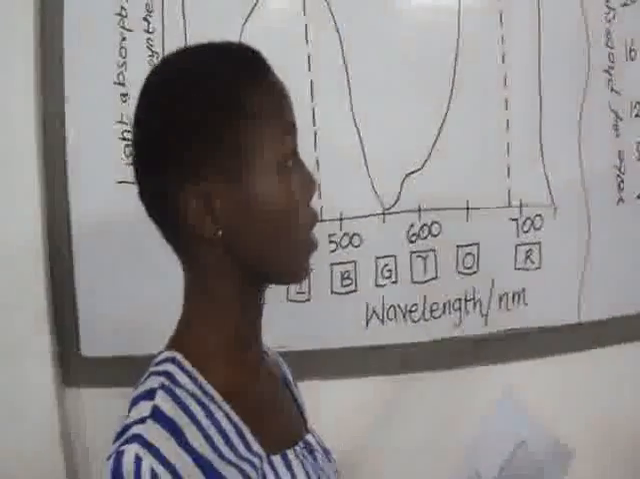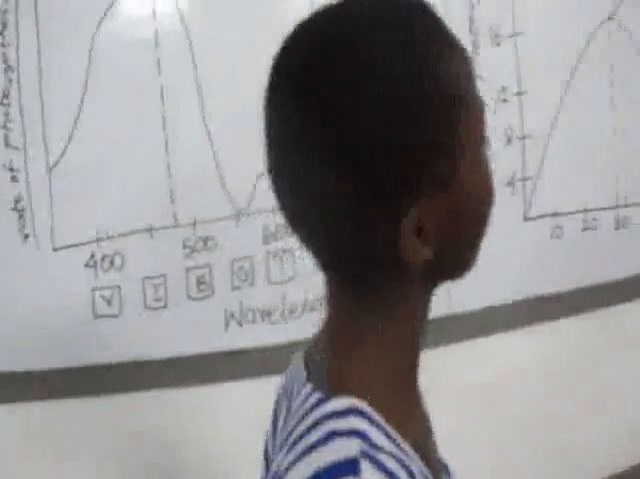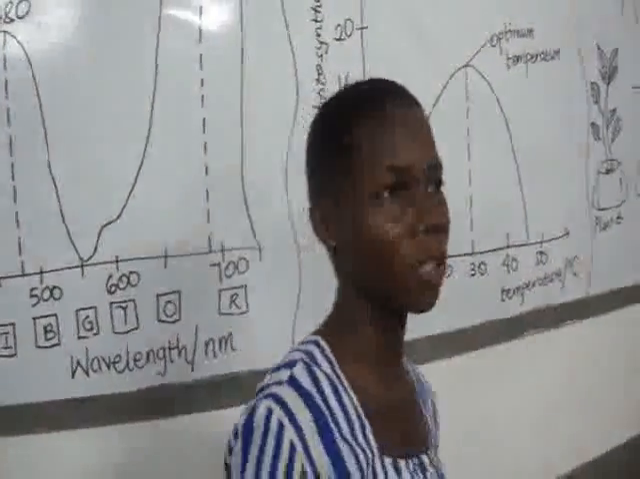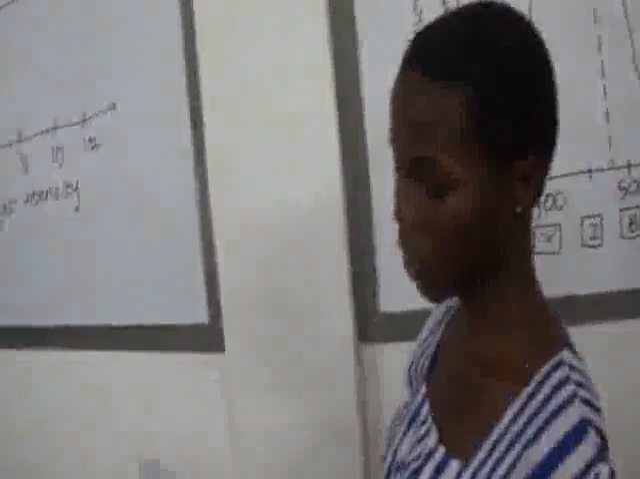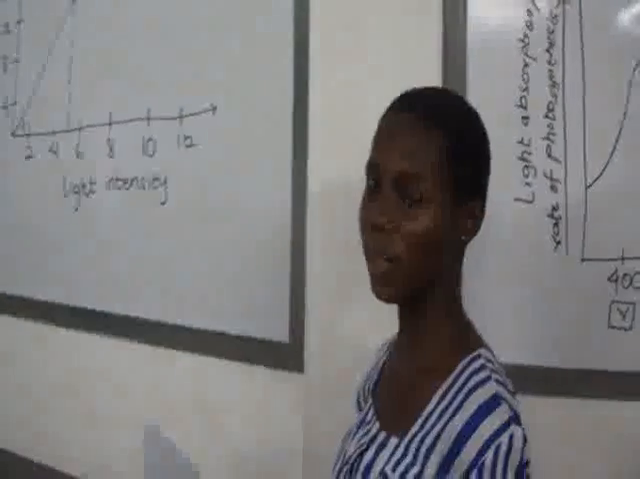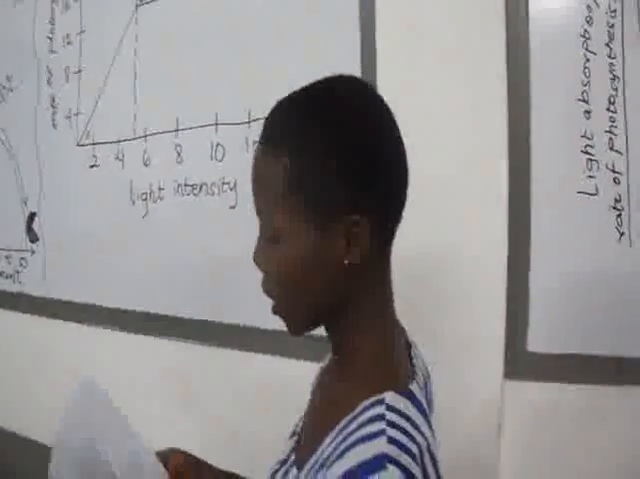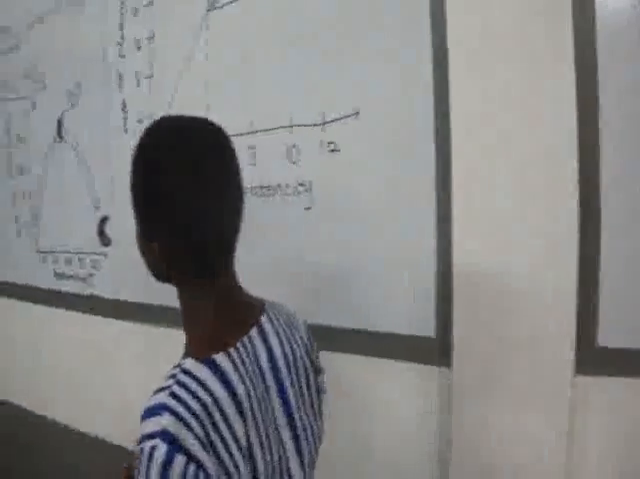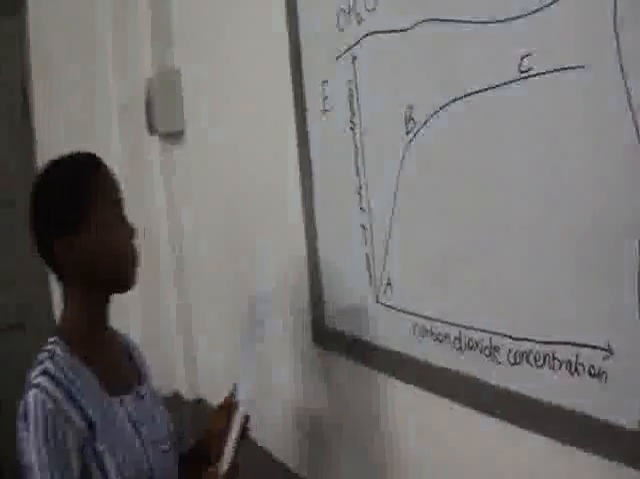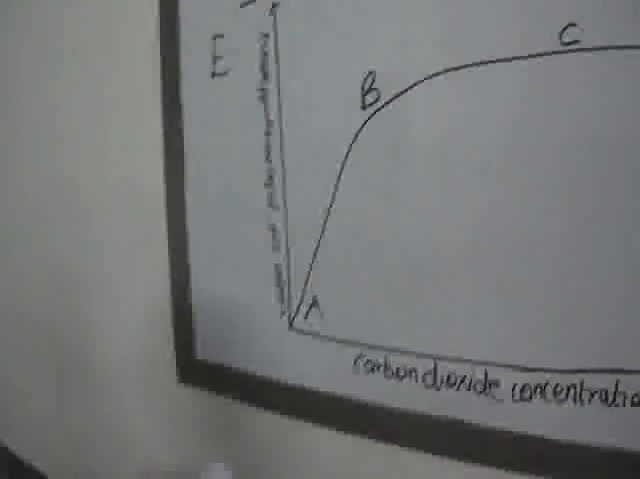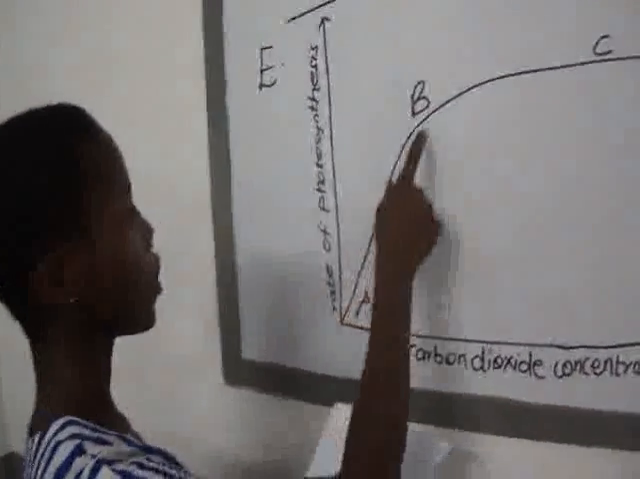Now, taking carbon dioxide concentration, it is used to make sugar in the photosynthesis reaction. The concentration of carbon dioxide in the Earth's atmosphere varies between 0.03% and 0.04%. An increase in the concentration of carbon dioxide gives an increase in the rate of photosynthesis. From this graph, the rate of photosynthesis increases linearly with increasing carbon dioxide concentration. That is from point A to B.